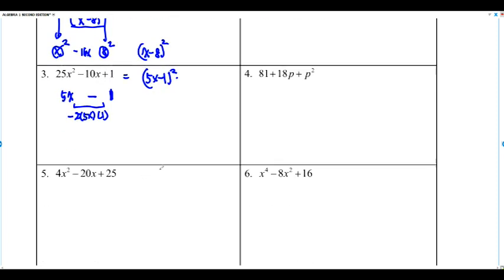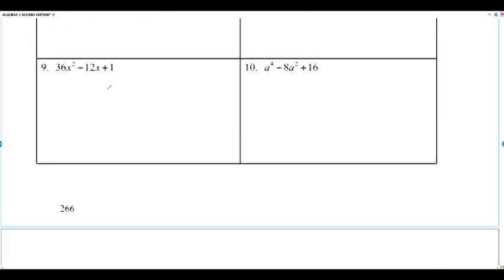Okay, one more over here. 4x squared, this is 2x squared. This is 5 squared. Check it out. This one is what? 2 times 2x times minus 5, right? That's correct. That is 20x, but it's still on the negative side. That's it, okay? That is the squares. Okay, move on to the next one, okay?